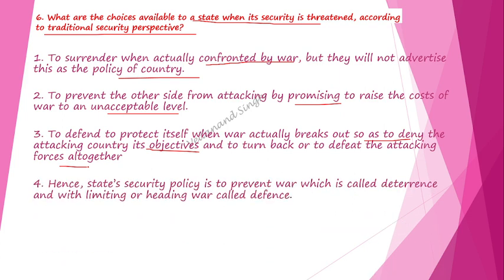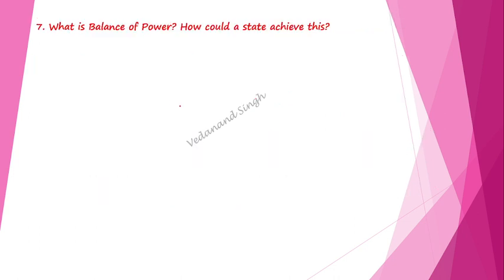And the fourth point: hence the state's security policy is to prevent war, which is called deterrence, and to limit or end war, which is called defense. Generally, it is called deterrence, or defense when limiting or ending the war.